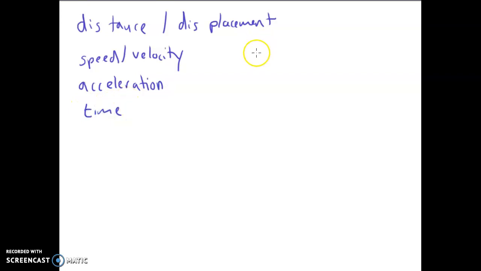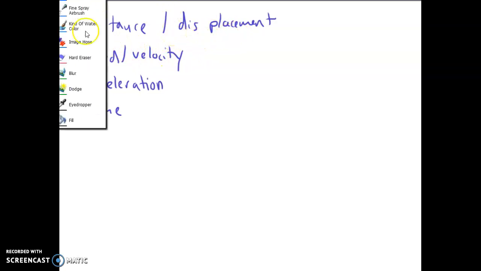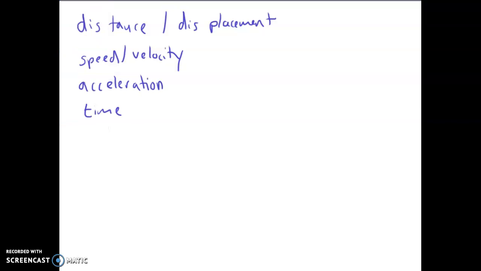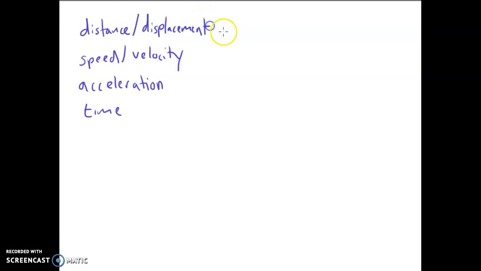Okay, so I'm going to actually go ahead and erase, just because I wrote that so spaced out. I'm going to rewrite this distance and displacement. And then we're going to start with distance and displacement. So let's try to write that just a bit neater. Okay, so the units for distance and displacement.